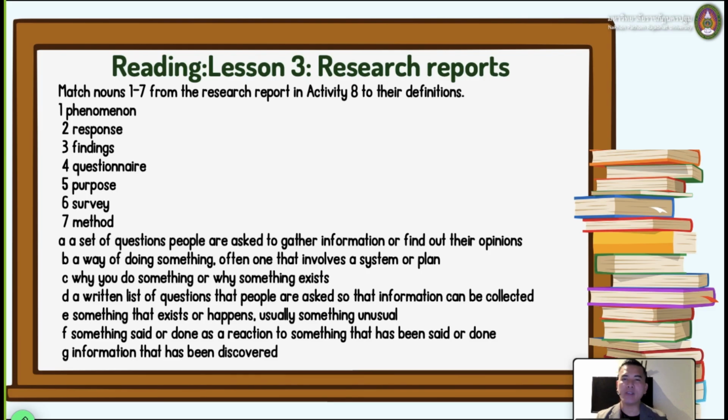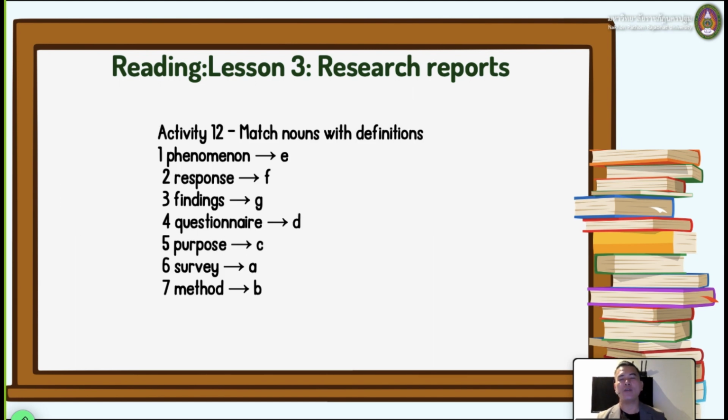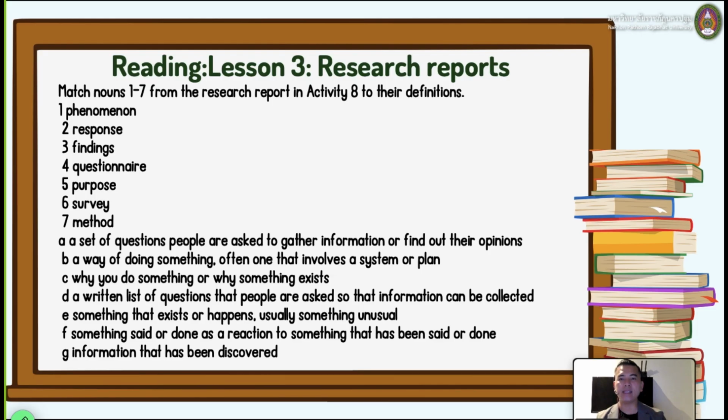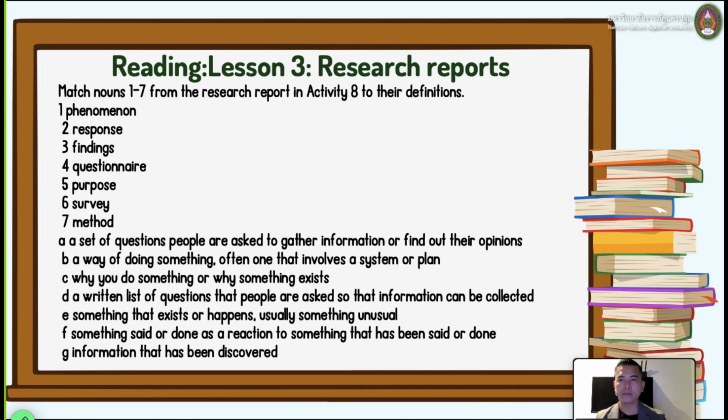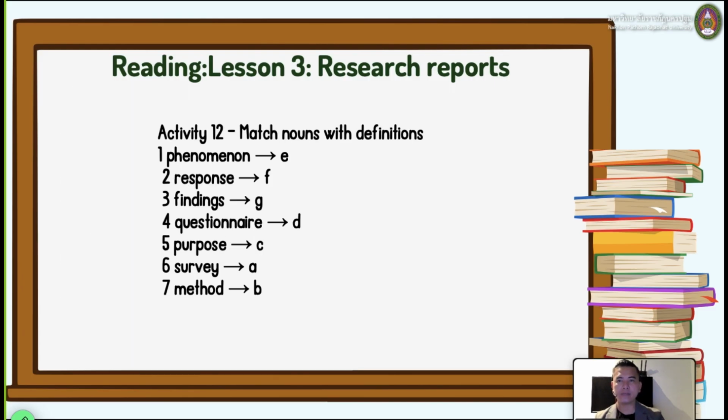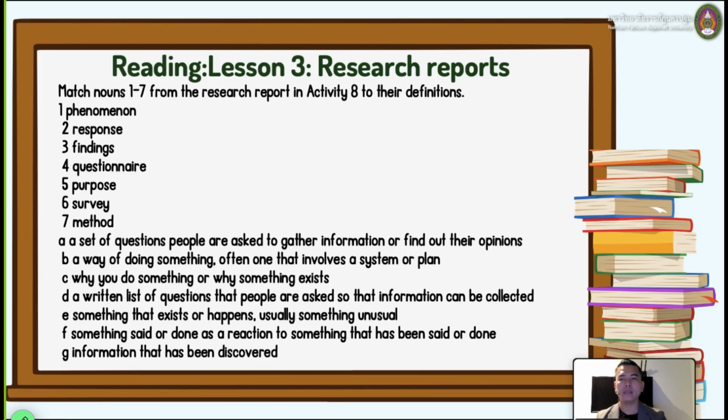Match the nouns 1 to 7 from the research report. So phenomenon, response, findings, questionnaire, purpose, survey, method. And then we have the A to G. Let's see the answer. For phenomenon is letter E. What's letter E? Something that exists or happens. Response, it's letter F. F is something said or done as a reaction. So response. Findings, it's letter G. Information that has been discovered.